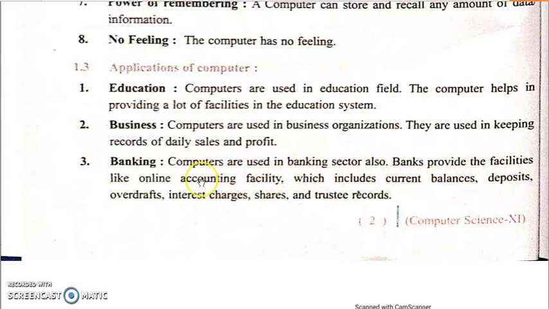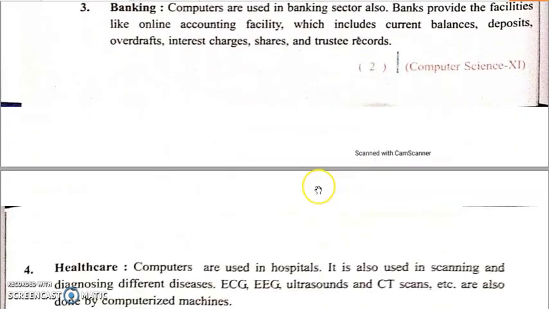Banks provide facilities like online accounting, which includes current balances, deposit, overdraft, interest charges, shares, and trustee records. Everything is kept in a computer. So it is one of the most reliable devices in the banking field.